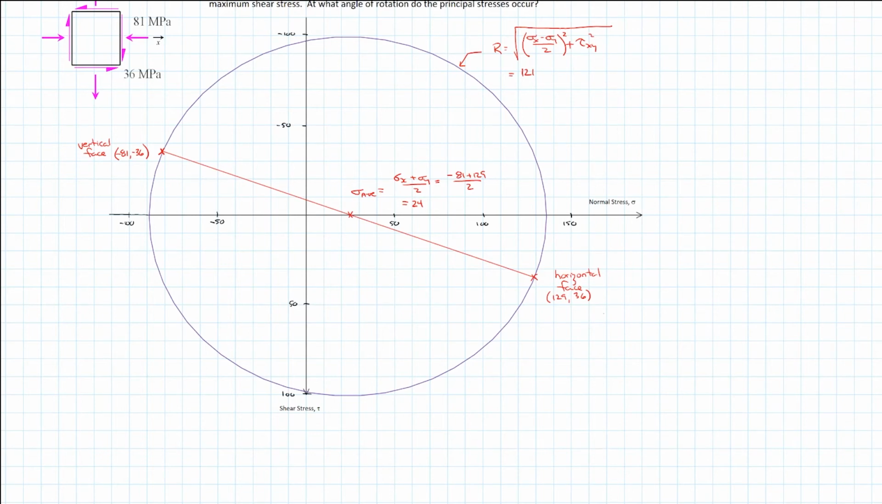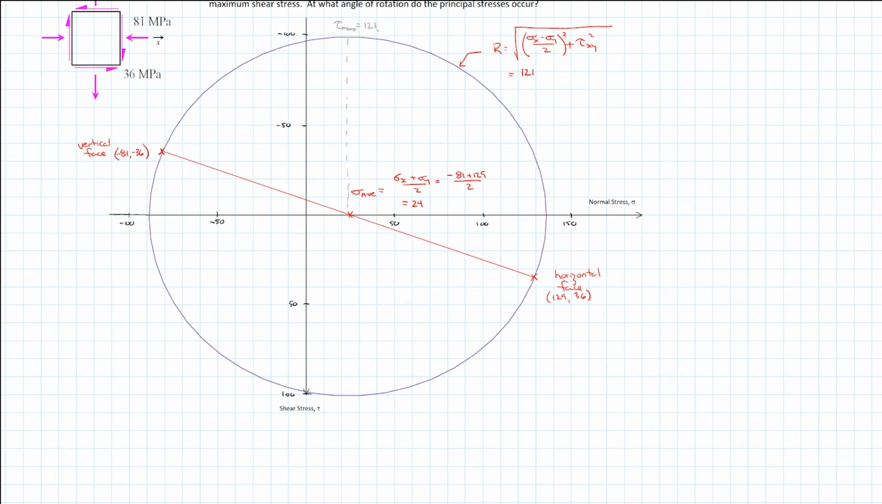And in this case, that's going to be equal to a value of 121. So now we can mark some critical points that we might want to have. So the first one is if we draw a vertical line up to the top, and we see this is where our maximum tau max occurs, and that's going to be equal to 121.